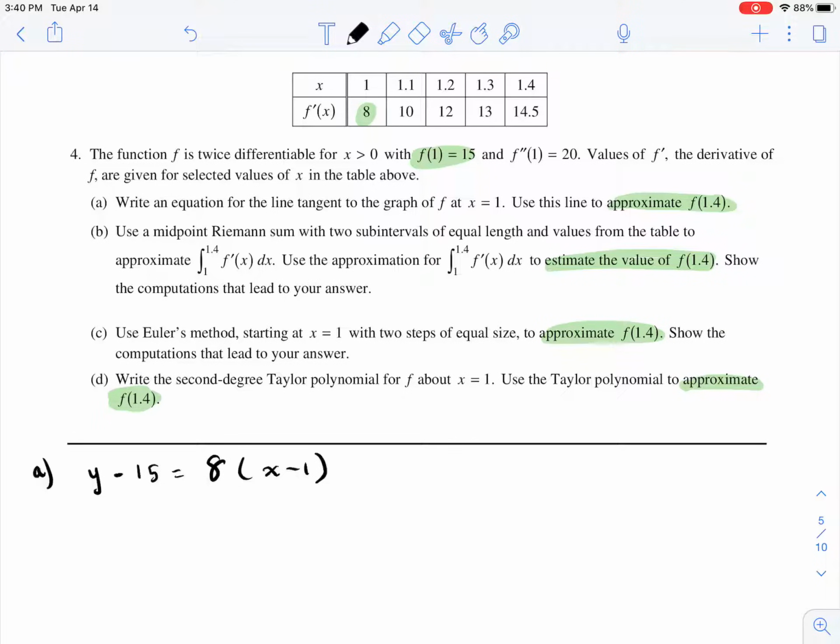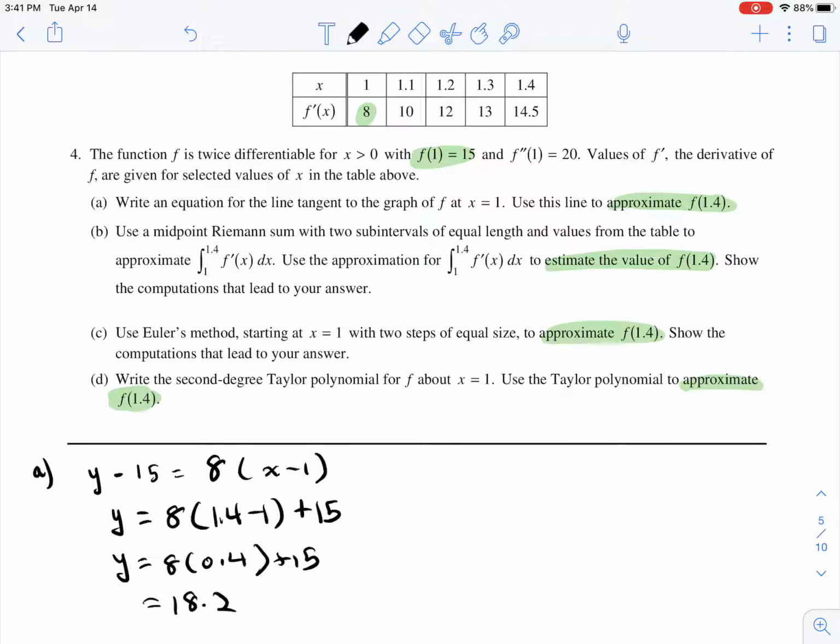Now from here, we're going to use this tangent line equation to approximate f of 1.4, and this is local linearization. Go back to your semester 1 notes and review that. And so from here, we're just going to plug in 1.4 into our equation and see what we get. So let's go ahead and write y is equal to, and I'm going to move that 15 over to the other side, 8 times 1.4 minus 1 plus 15. And with a little bit of calculation, we say 8 times 0.4 plus 15. Well, that's just 3.2 plus 15, so this should just give us 18.2. So we can say f of 1.4 is approximately equal to 18.2.